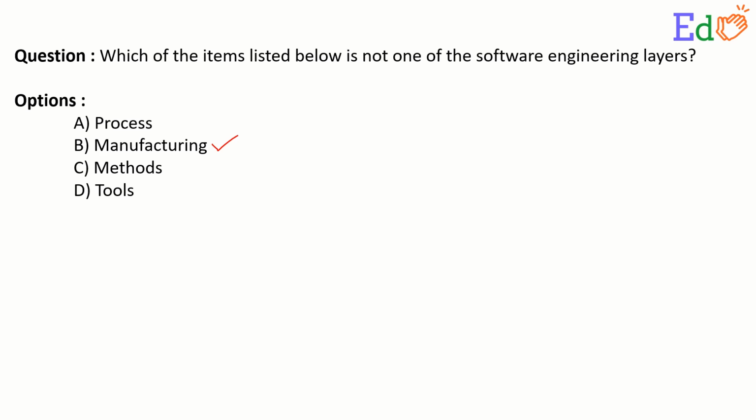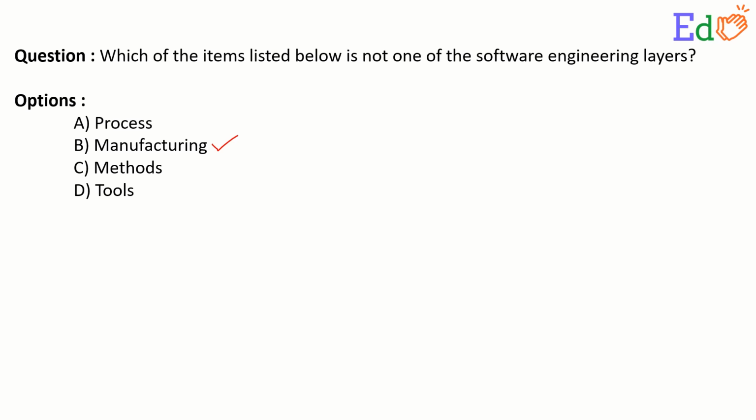engineering. The process layer allows the development of software on time. It defines an outline for a set of key process areas that must be acclaimed for effective delivery of software engineering technology. That is the process layer of software engineering.